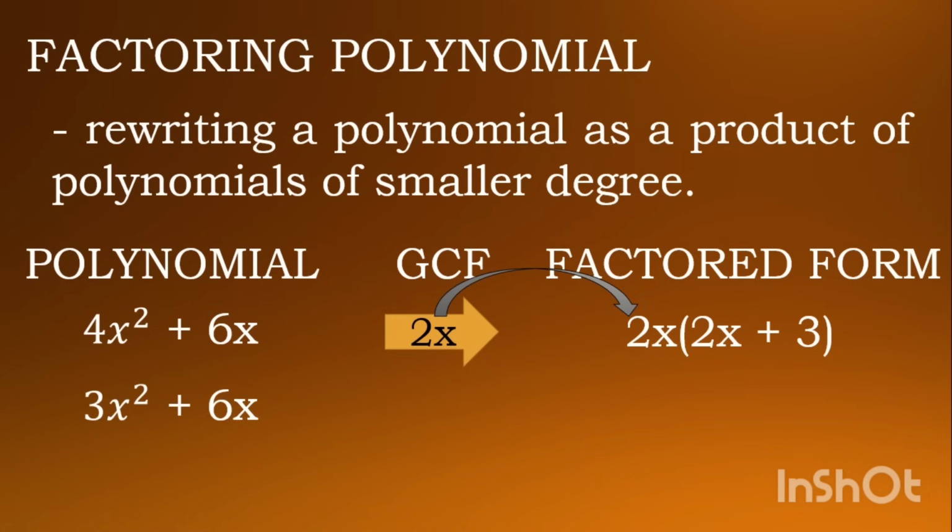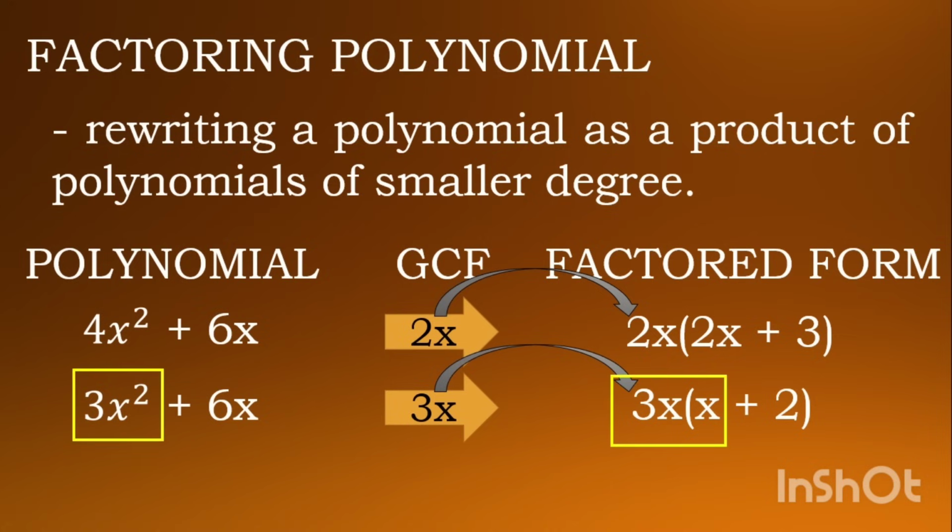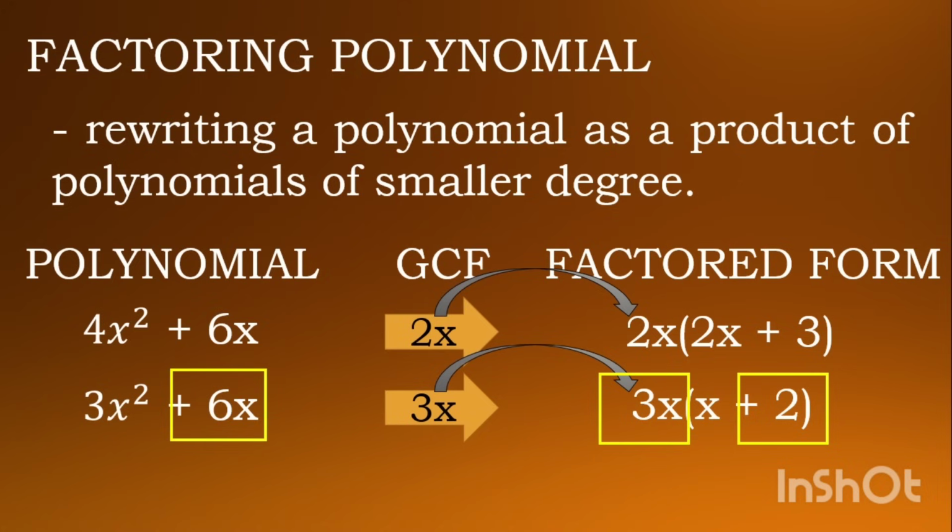Another example, 3x squared plus 6x. The GCF is 3x. So, lalagay natin si 3x sa labas. Paano natin kukunin yung nasa loob? Think of a monomial again. So, 3x. And then, since x squared yun, so maglalagay tayo ng isang x. And then, 3 times 2, that is 6. And then, we only have 1x, kaya 6x doon.